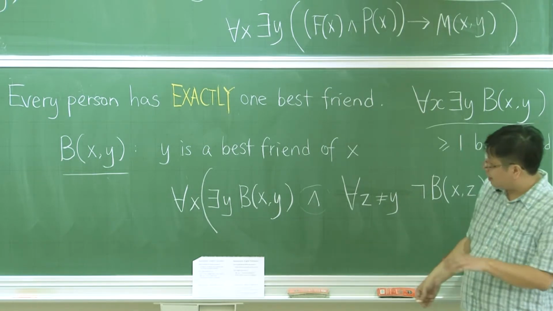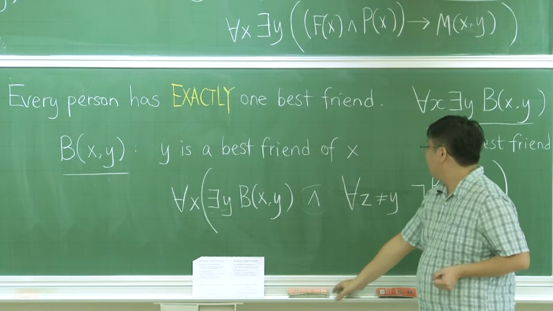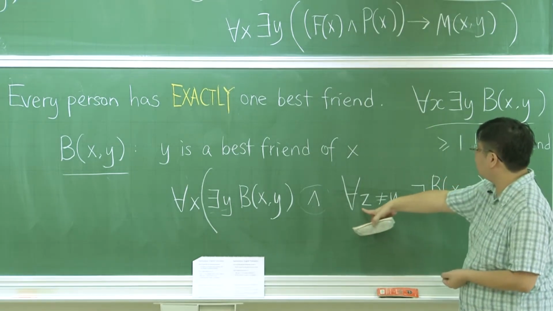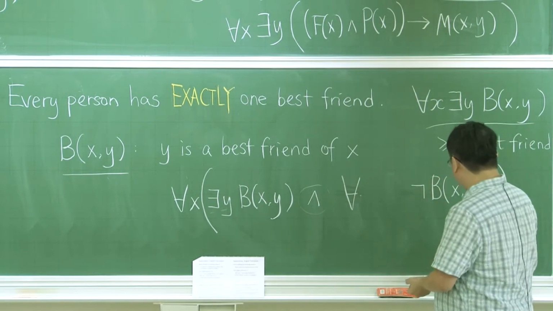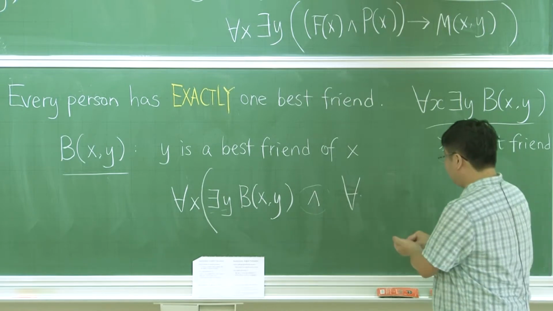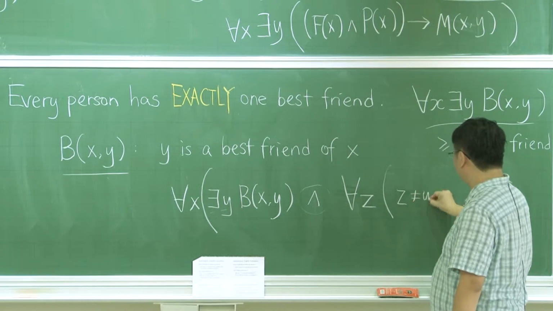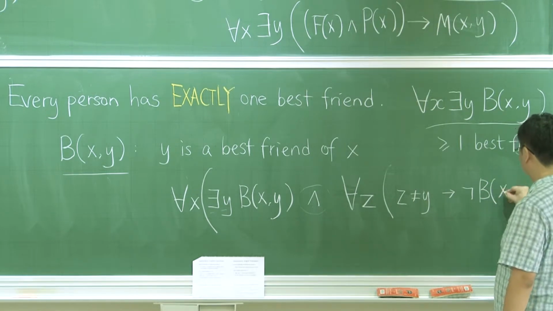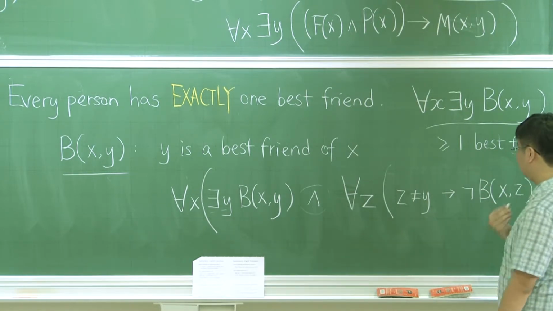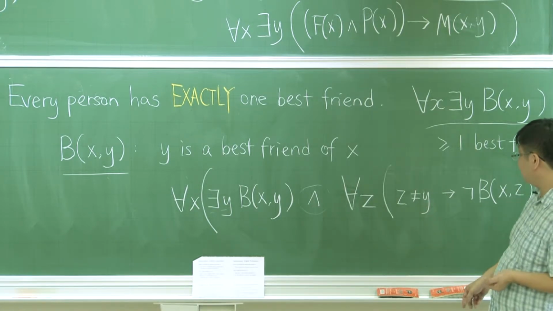But it's not usually that difficult. There exists usually comes with and. For all, it usually comes with imply. Okay, and now let's change the shorthand notation back. So this is like for every z, if z is not equal to y, this will imply not b(x,z). Is that okay?